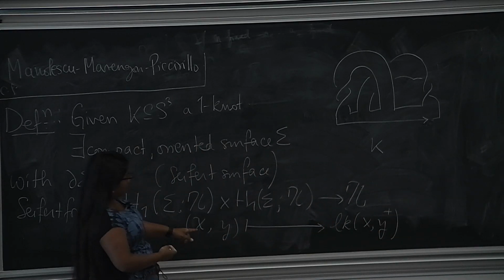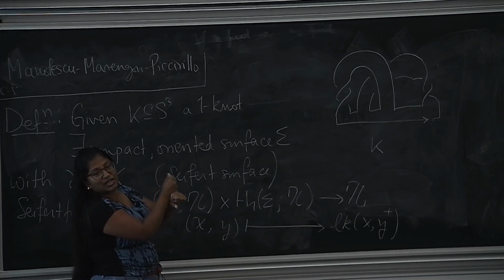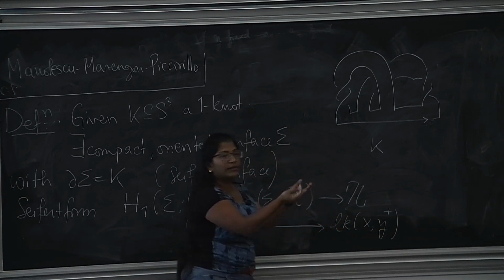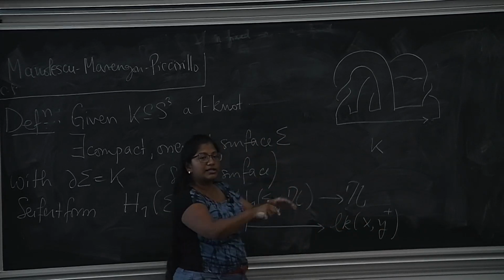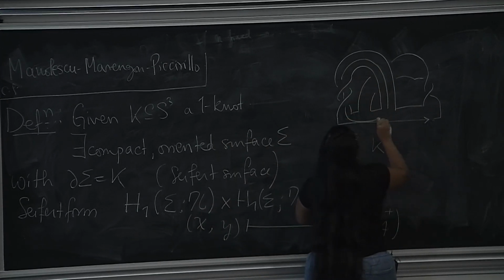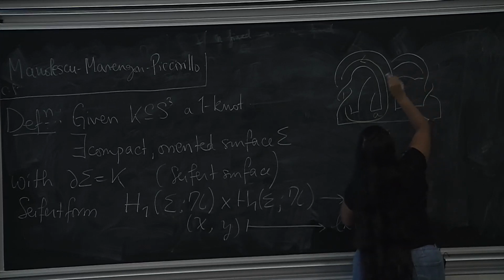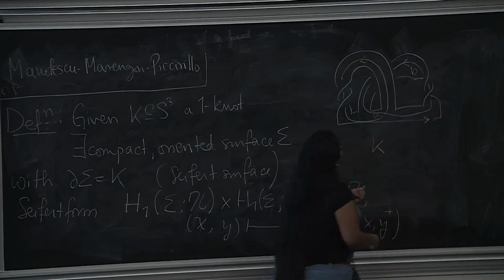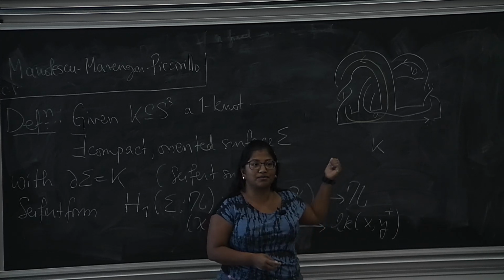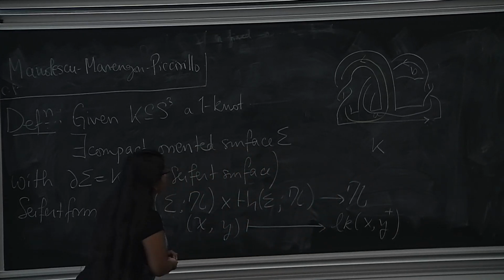The linking numbers of x and y are lying on the surface, and they potentially intersect, so that's not very good. So what you do is you take the second one, and you float it just above the surface. Let me tell you what I mean by this. Here, let's say this is A, and this is B, you believe that these two circles generate the H1 of this surface as a punctured torus.